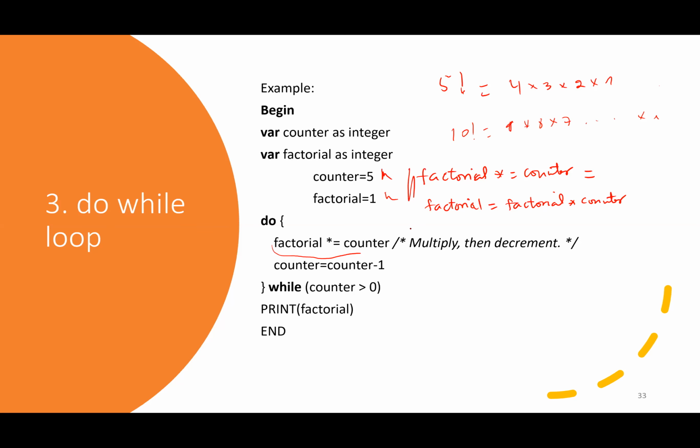Which means here it's going to keep checking until the counter is greater than or equal to 0. When this condition becomes false, this is when the loop will end. But while the condition is still true, it will keep repeating this. So now, let's demonstrate.